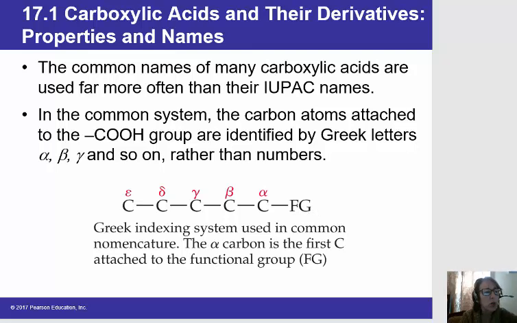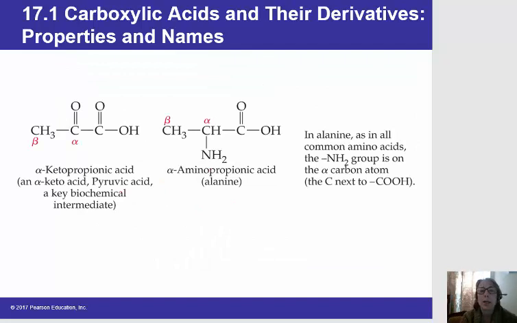So let's look at these two examples that have substituted carboxylic acids named according to the common nomenclature system. There are 3 carbons in this carboxylic acid, and in the IUPAC that would be propanoic, but in the common name that is propionic. And there is a ketone functionality on the carbon next to the carbonyl carbon, so that's the alpha carbon. So this is known as alpha ketopropionic acid.